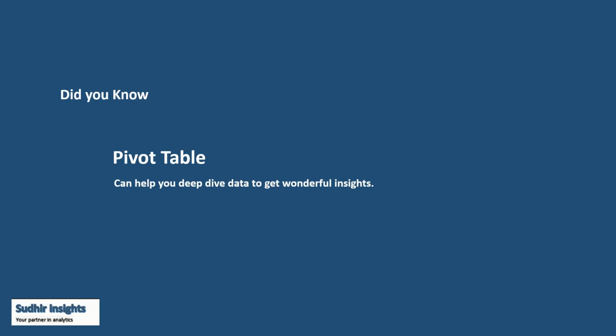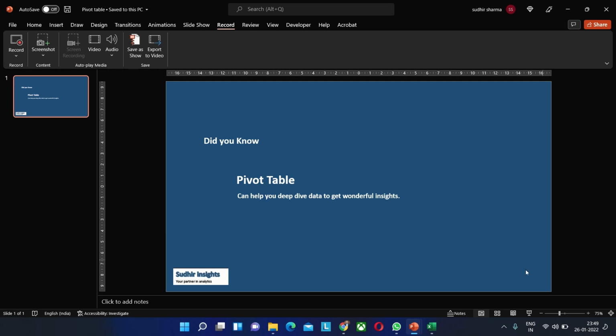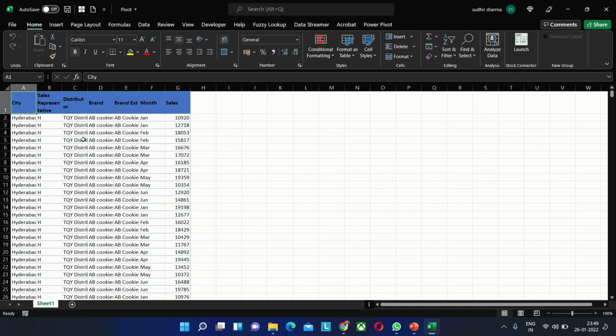Hello everyone, we are here with another very important feature of Excel, that is called pivot table. Pivot table is one of the most important features of Excel if there is a need of analysis of data in a quick and structured manner.